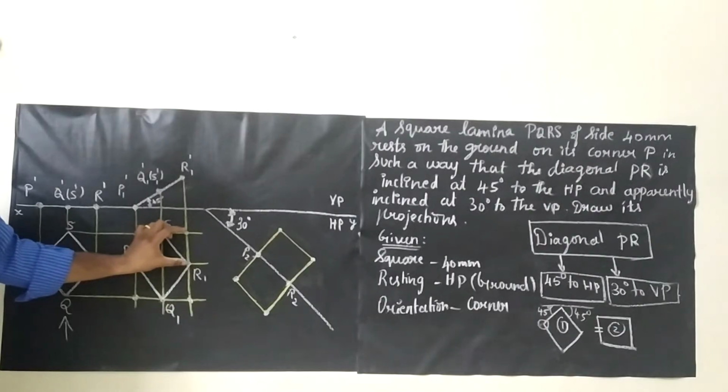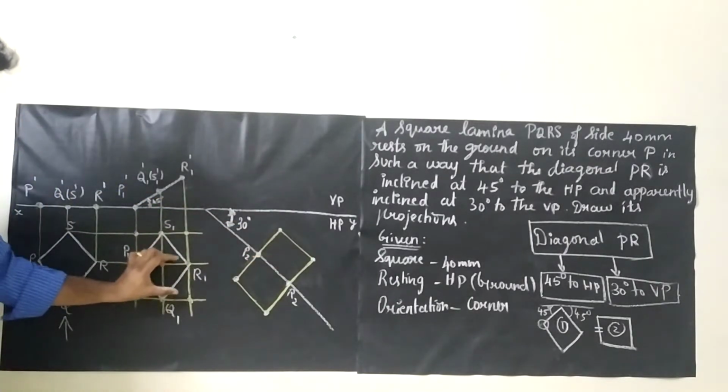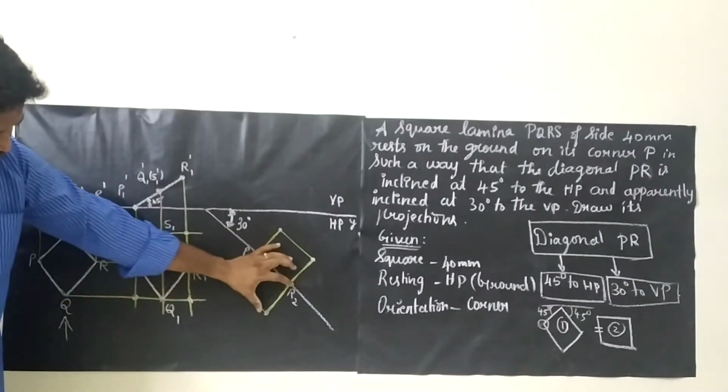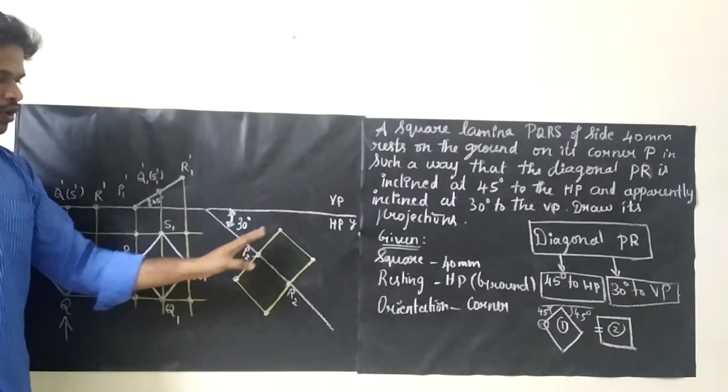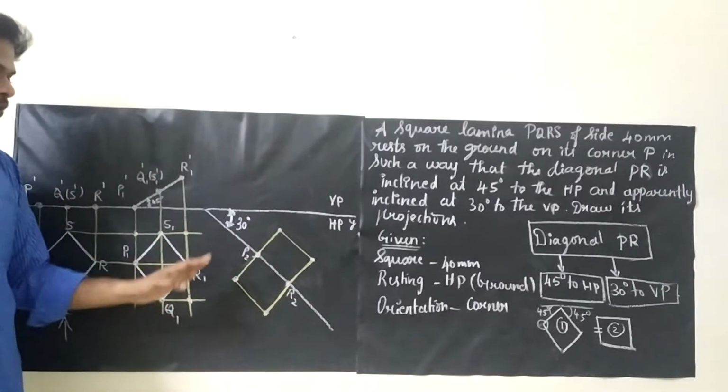Same here also, whatever distance we are having, for the same distance we have to mark here, and here also. Whatever distance we are having, for the same distance we have to draw here, and just join all the 4 corners. If you join all the 4 corners, you will be getting a box-like shape.